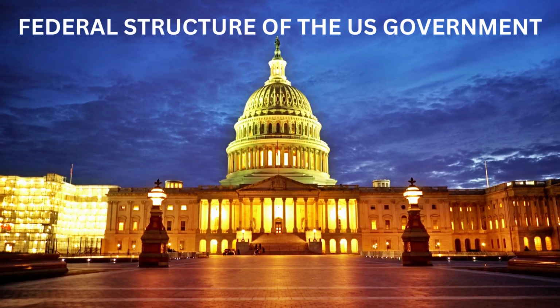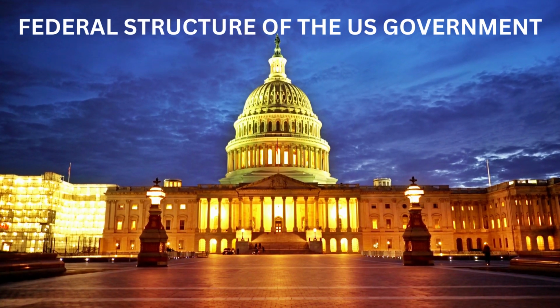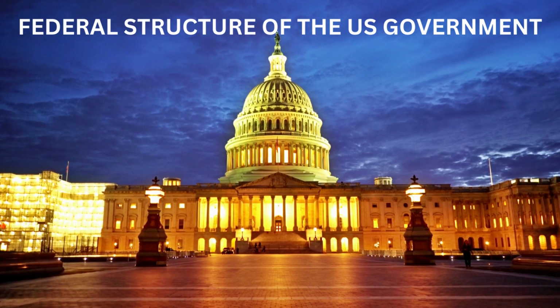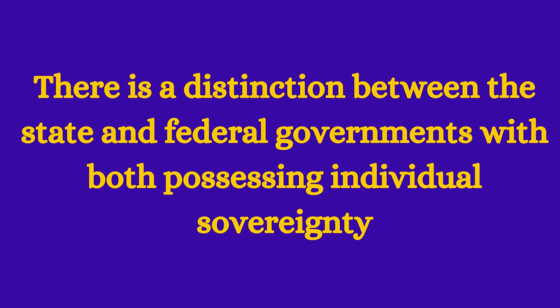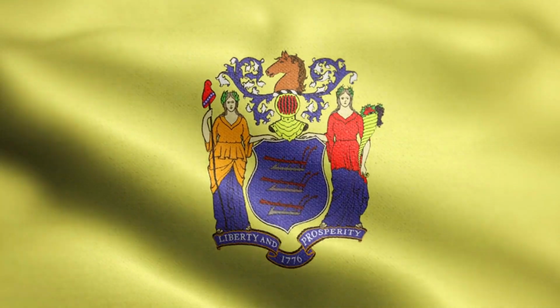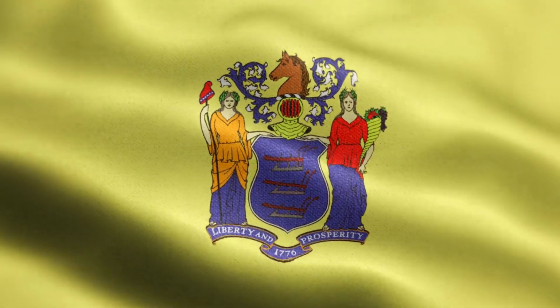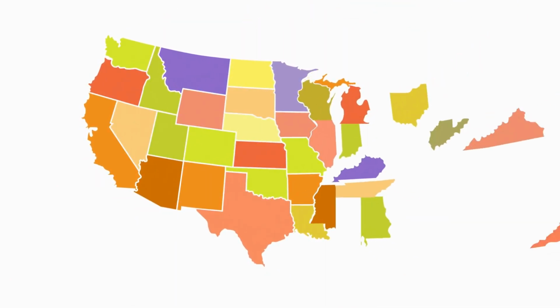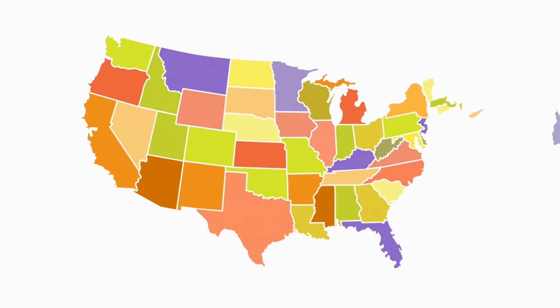Under the federal system of governance, there is a distinction between the state and the federal government, with both possessing individual sovereignty. Each state in the USA has its own constitution, which acts as the fundamental law of that state. The constitution of the state lays down the framework for state laws and governance based on which the government of the state operates.